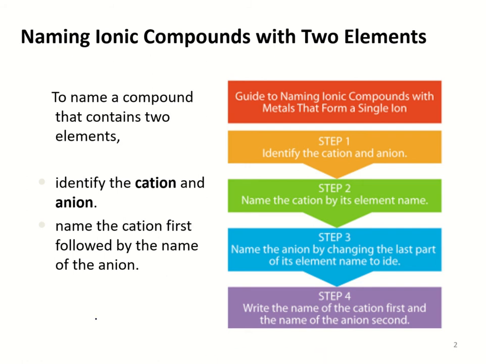Mr. Wong speaking here. We're going to be talking about naming ionic compounds. We have two different types of elements. Just remember, an ionic compound is a combination of cations and anions added together, where cations are metals, so metals that have lost electrons, and anions are nonmetals that have gained electrons.